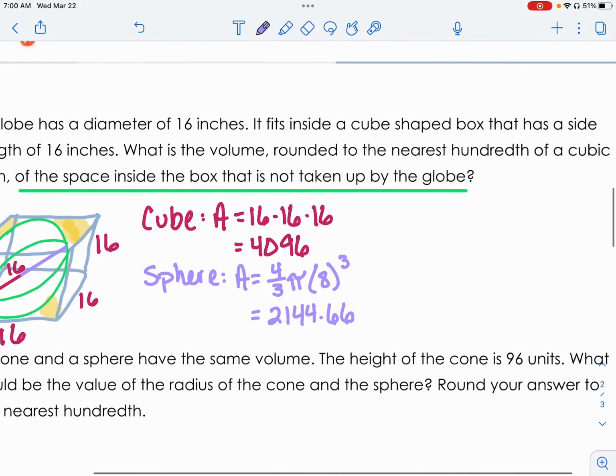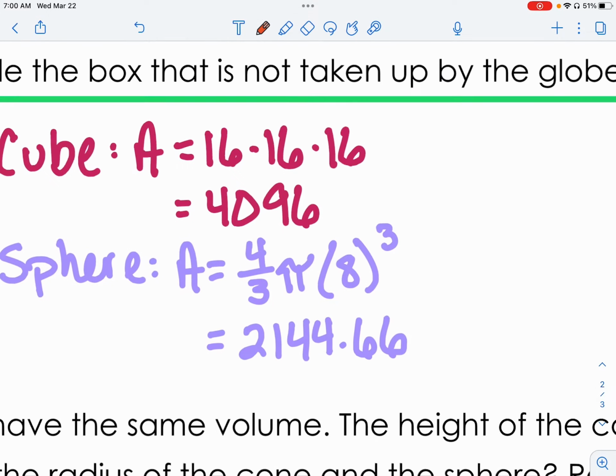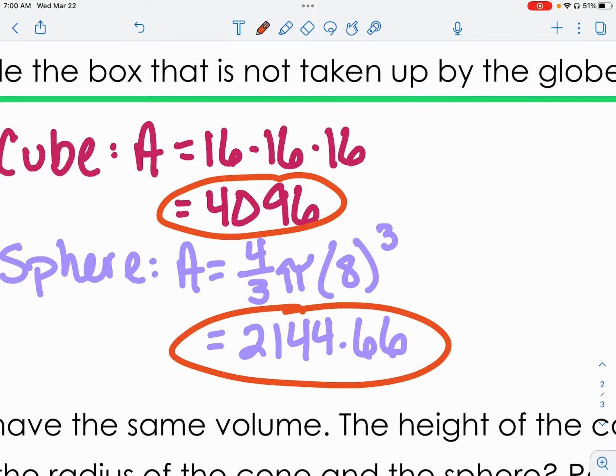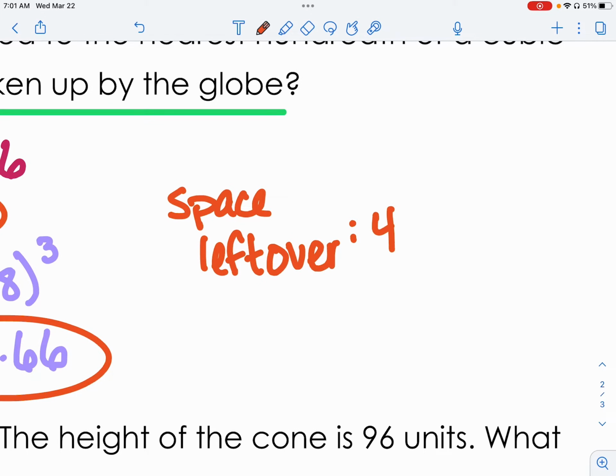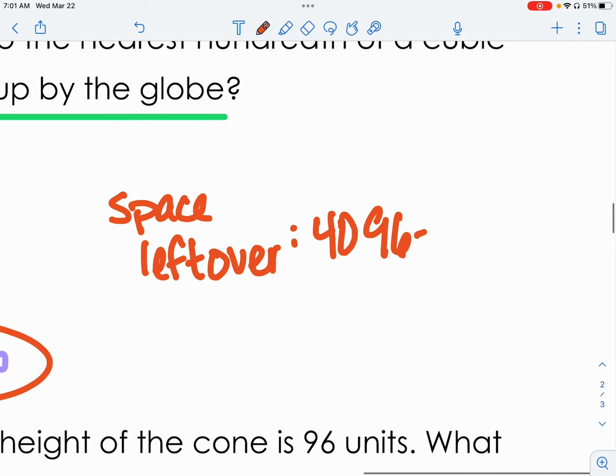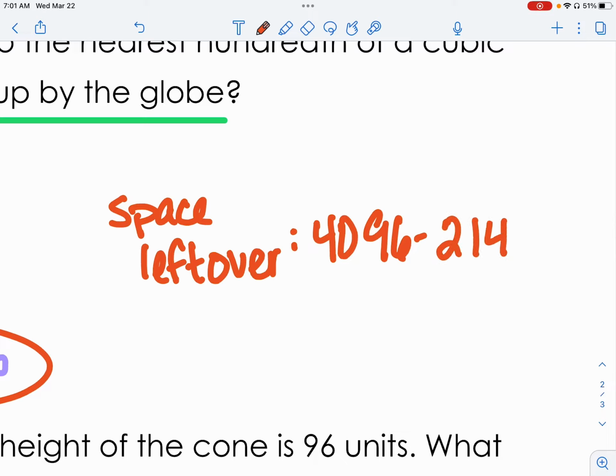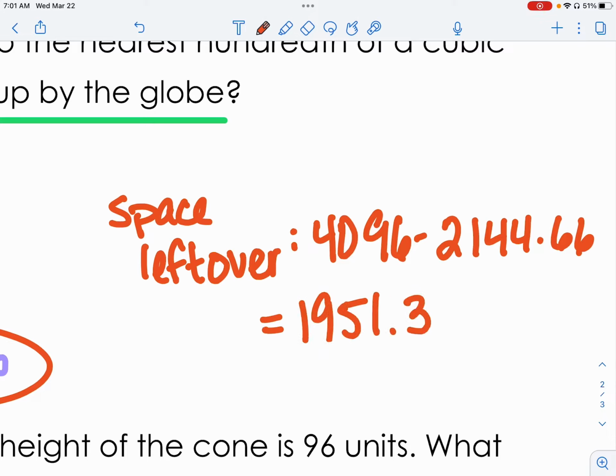2,144.66. So now we want to take our two answers and subtract them. We want to know the space left over. And that's just 4,096 minus 2,144.66. So the space left over is 1,951.34. Remember, this was in inches, and then for volume, we do inches cubed.